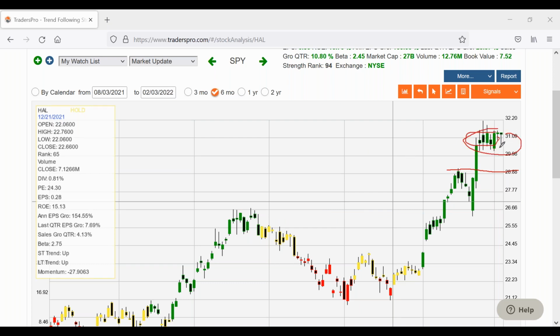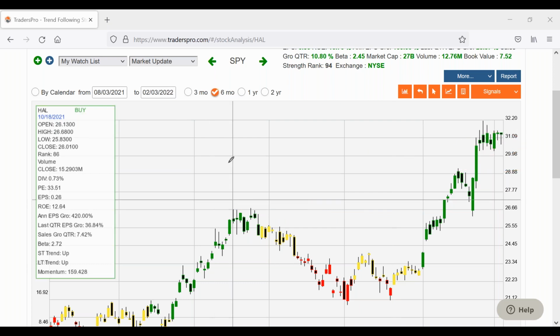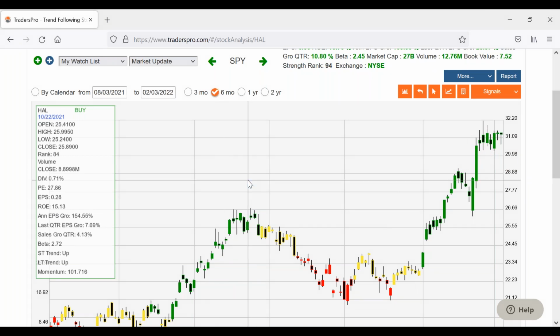It looks like it's just consolidating a little bit, maybe waiting for Russia to.